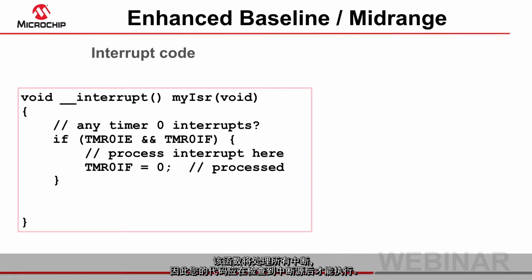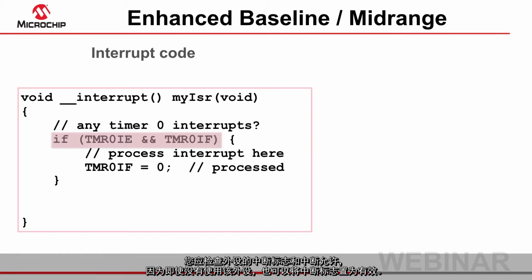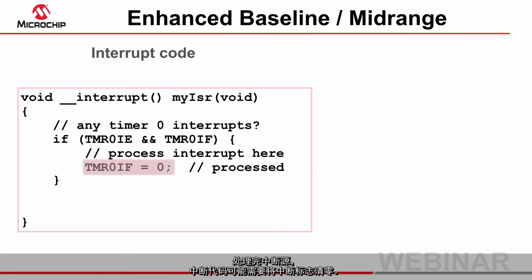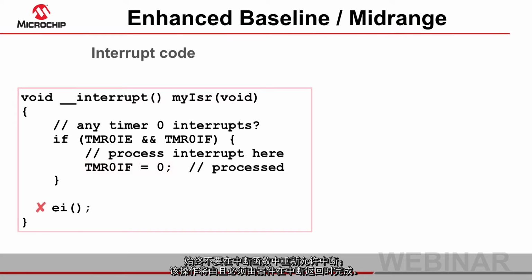This function will handle all interrupts, so your code should only execute after checking for the interrupt source. You should check both the peripheral's interrupt flag and interrupt enable, since an interrupt flag can be asserted even if you are not using that peripheral. The interrupt code might need to clear the interrupt flag once that source has been processed. Never re-enable the interrupts inside the interrupt function. That will be and must be done by the device when the interrupt returns.